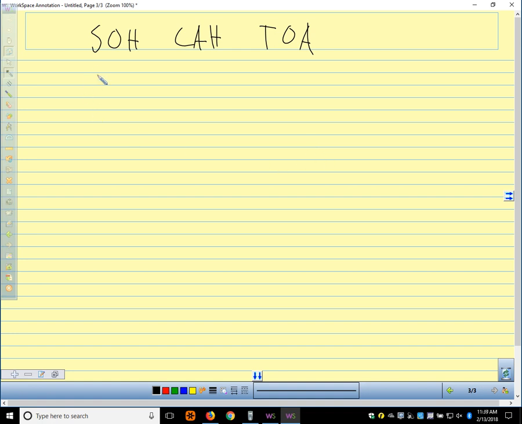And Sohcahtoa means that the sine is the opposite over the hypotenuse. The cosine is the adjacent over the hypotenuse. And the tangent is the opposite over the adjacent. So Sohcahtoa is just an acronym to help us remember how those ratios work out.